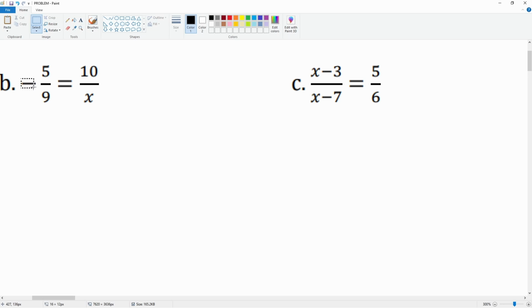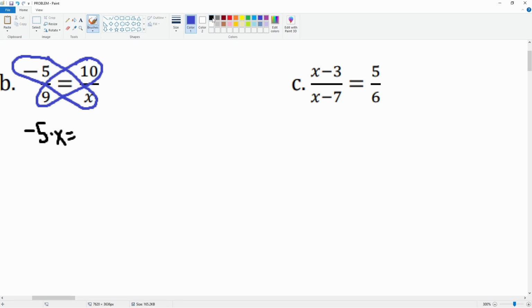Here, that negative might throw someone off. So what I do is I just put it to the top value. Let's do b. Let's cross multiply. Negative 5 times x. So negative 5 is going to be multiplied to x. And then you have your 10, which is going to be multiplied to the 9.